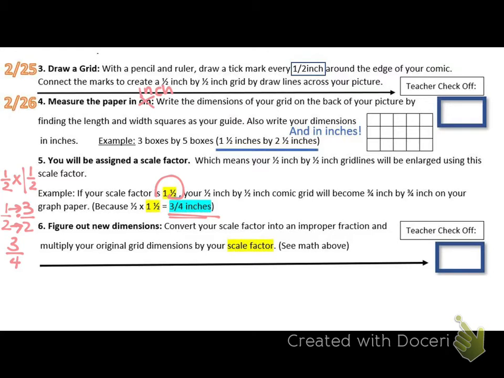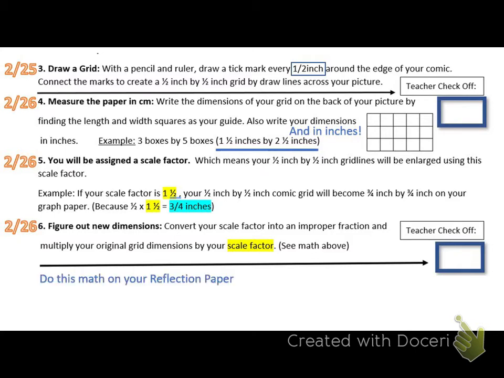This is going to make my boxes bigger, and it's going to make what I transfer over larger as well. Okay? I will assign you the scale factor. It is not 1.5. I'm going to tell you what it is. Okay? So that is something you'll want to have done tomorrow. Okay? So go ahead and write that down. You'll figure out the dimensions tomorrow.